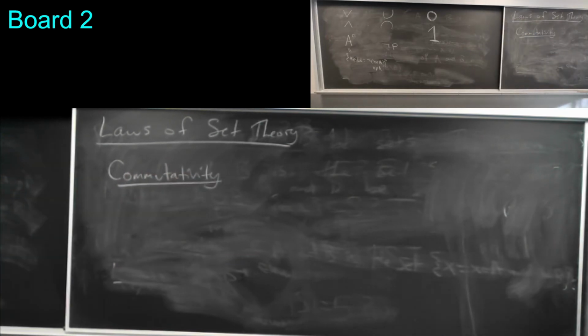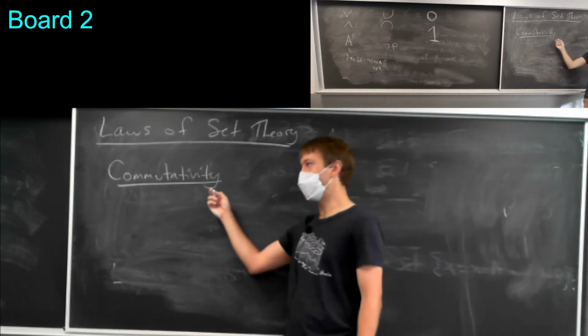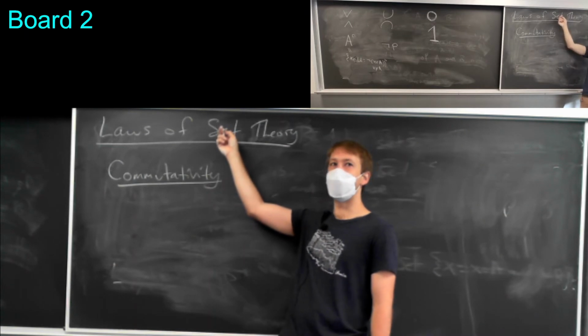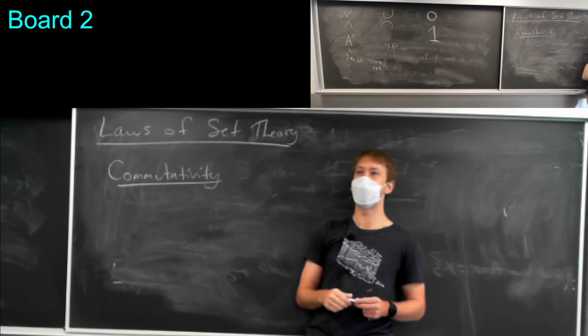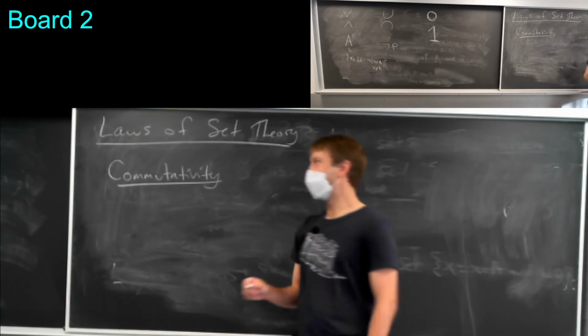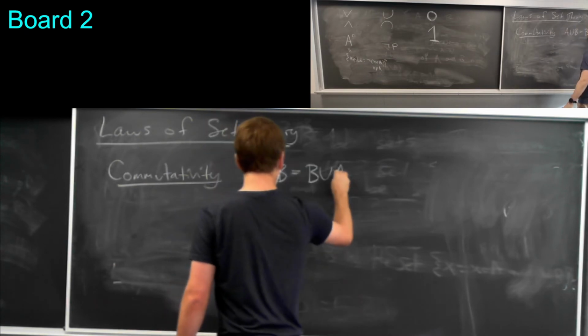So, if you remember the laws of logic, usually there's two versions of most of these laws. But can anyone tell me even one version of this? What should it be for sets? What should the commutativity law be for sets? Yeah, exactly. Commutativity was this thing.